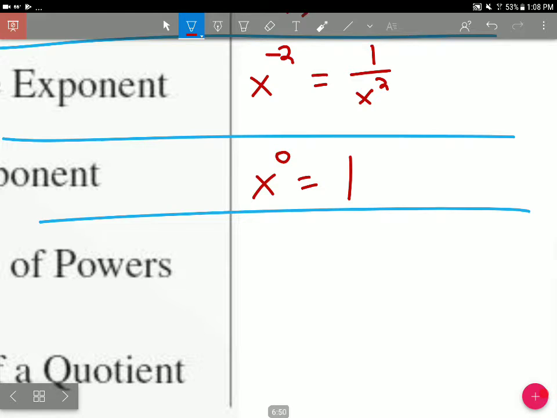Anything to the 0. Now, if somebody asks, what about 0 to the 0? Honestly, it might still be 1. I don't know. All right? But that's one of those weird cases.